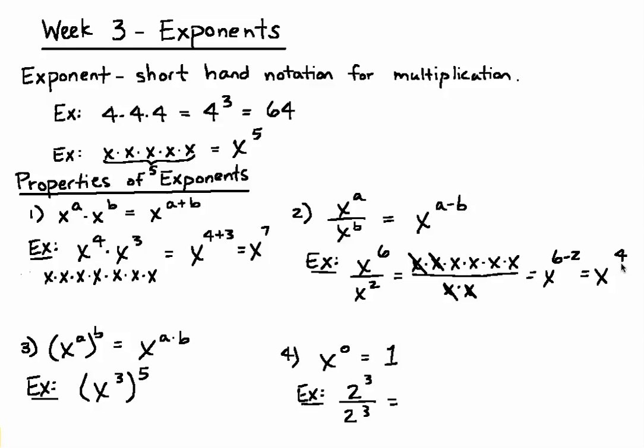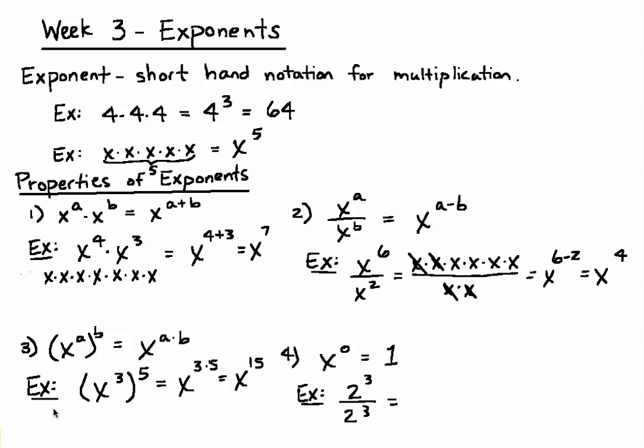In our third property, this tells us that when we are raising a term with an exponent to another exponent, we can multiply those exponents. So for example, x to the 3rd raised to the 5th power is simply 3 times 5, which is x to the 15th power.